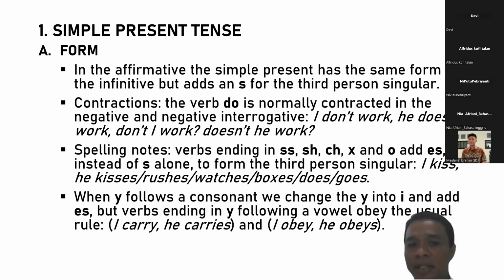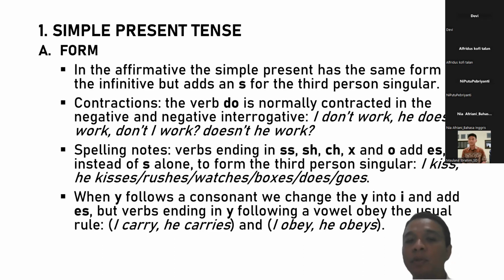Okay, as you can see, in the affirmative, the simple present has the same form as the infinitive, but adds an S for the third person singular. You know, the third person singular, including he, she, and it.